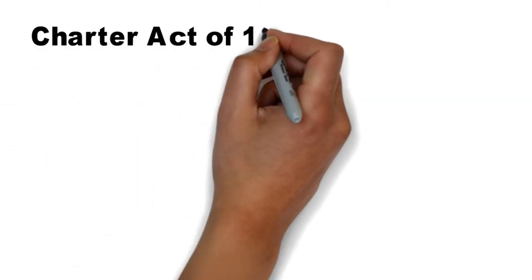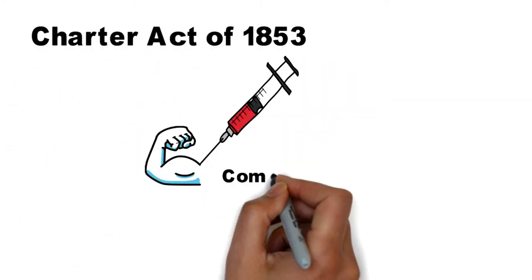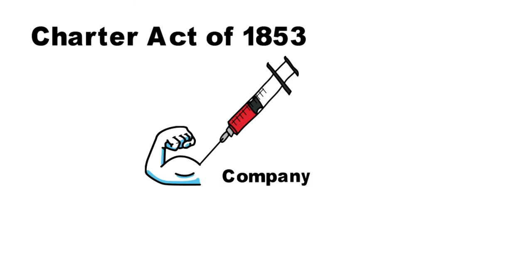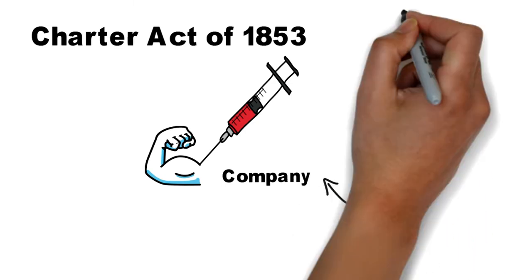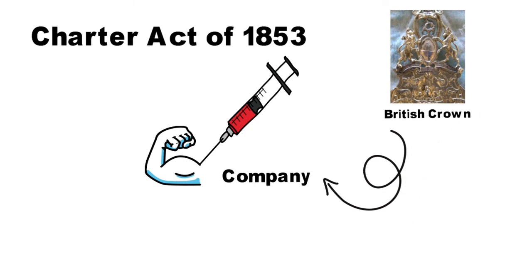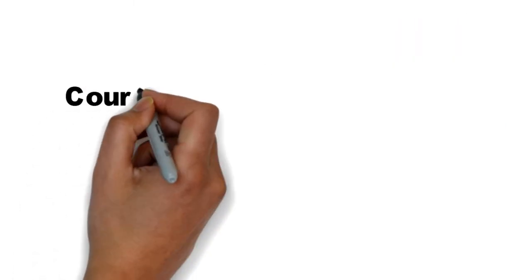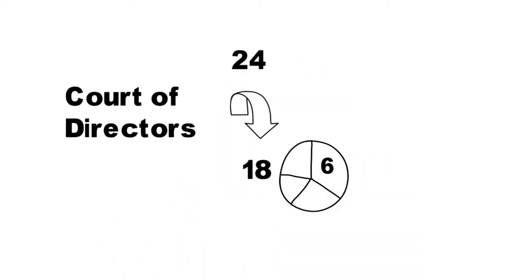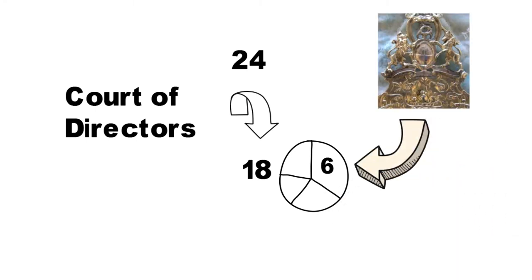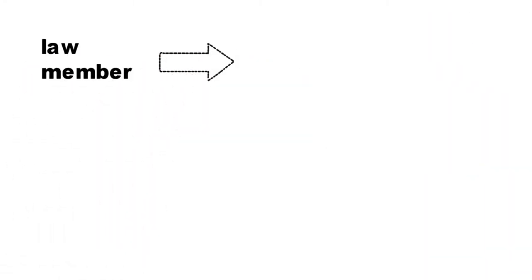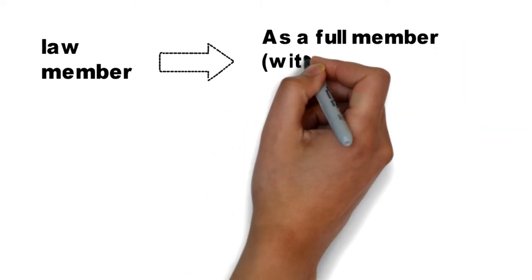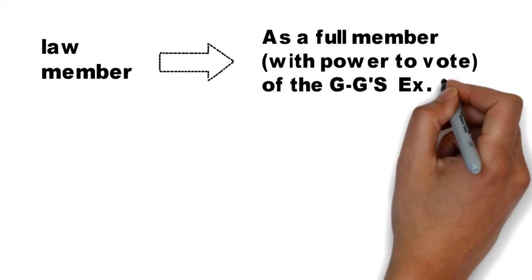Charter Act of 1853. The act renewed the power of the company and allowed it to retain the possession of Indian territories in trust of the British Crown, but not for any specified period. The number of members of the Court of Directors was reduced from 24 to 18, of which 6 were to be nominated by the Crown. The law member was made a full member of the Governor-General's Executive Council.